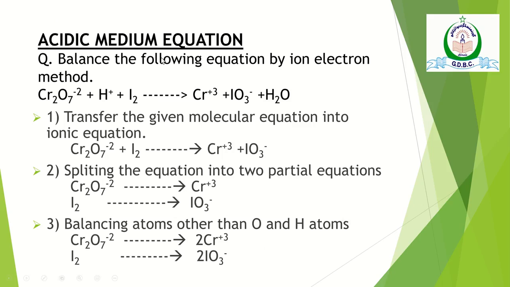So, acidic medium equation. The question can come like this: balance the following equation by ion electron method. This is a redox equation which is given to you. Dichromate radical plus H plus ion plus iodine to produce chromium plus 3 ion, IO3 minus ion or radical plus water molecule.